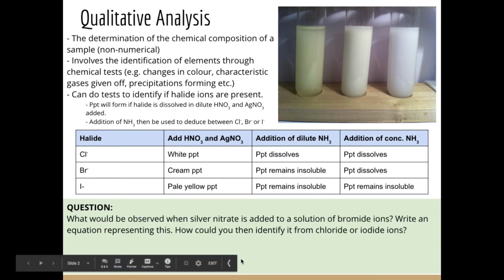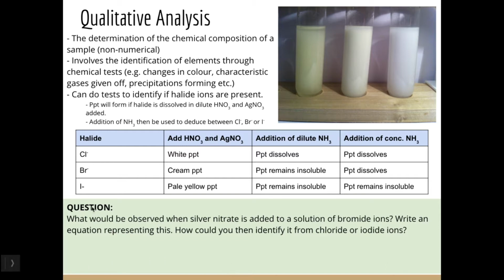For example, here's a question I want you to have a go at. Pause it now, see if you can puzzle out an answer. What would be observed when silver nitrate is added to a solution of bromide ions? Write an equation representing this. How could you then identify it from the chloride or the iodide ions? So pause, consider this table, and see if you can answer the three parts of that question, and we will go through and answer now.